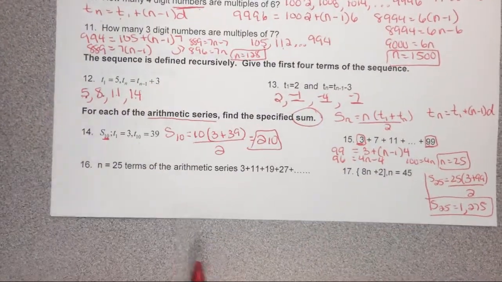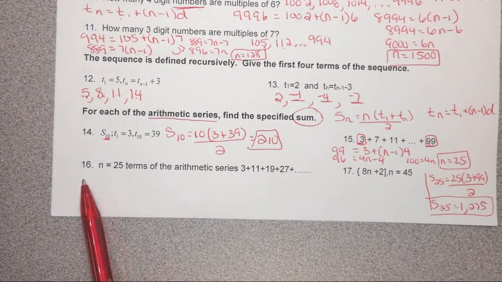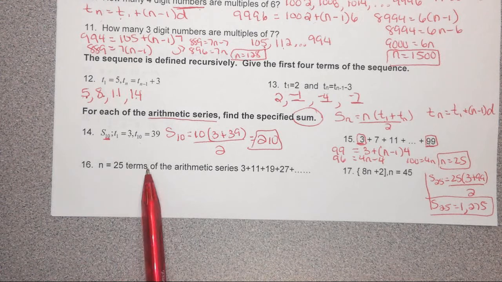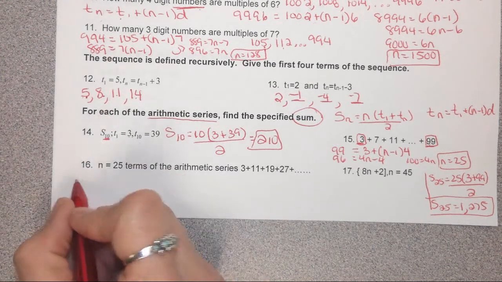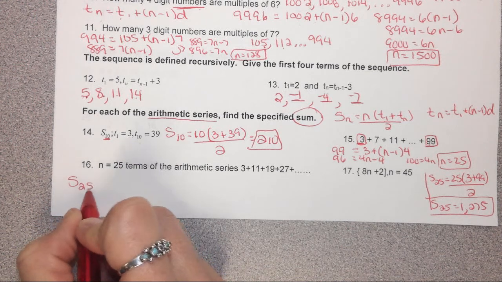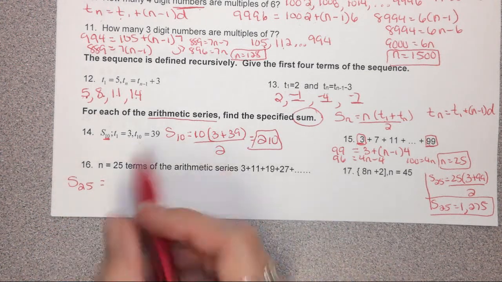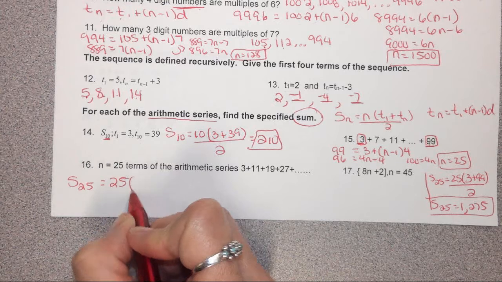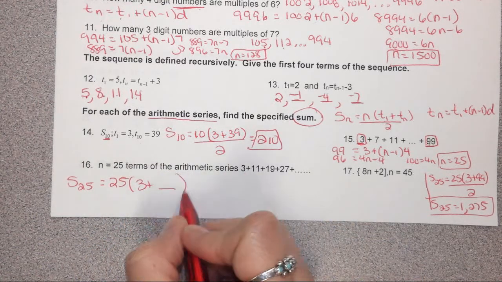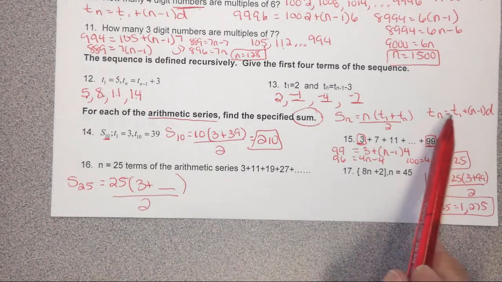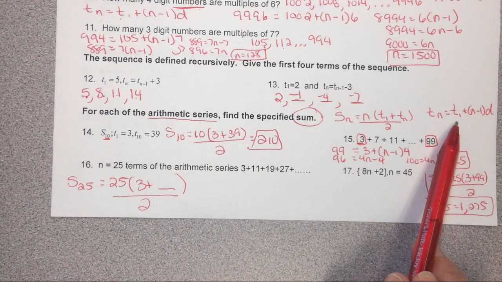Number 16 wants me to find, n is 25 terms in the arithmetic sequence, and they want me to find the sum of the first 25 terms. So the sum of the first 25 terms. I know that n is 25. My first term is 3. Oh, I don't know my last term. Okay, so I'm going to use that same equation I used over here to find my last term.